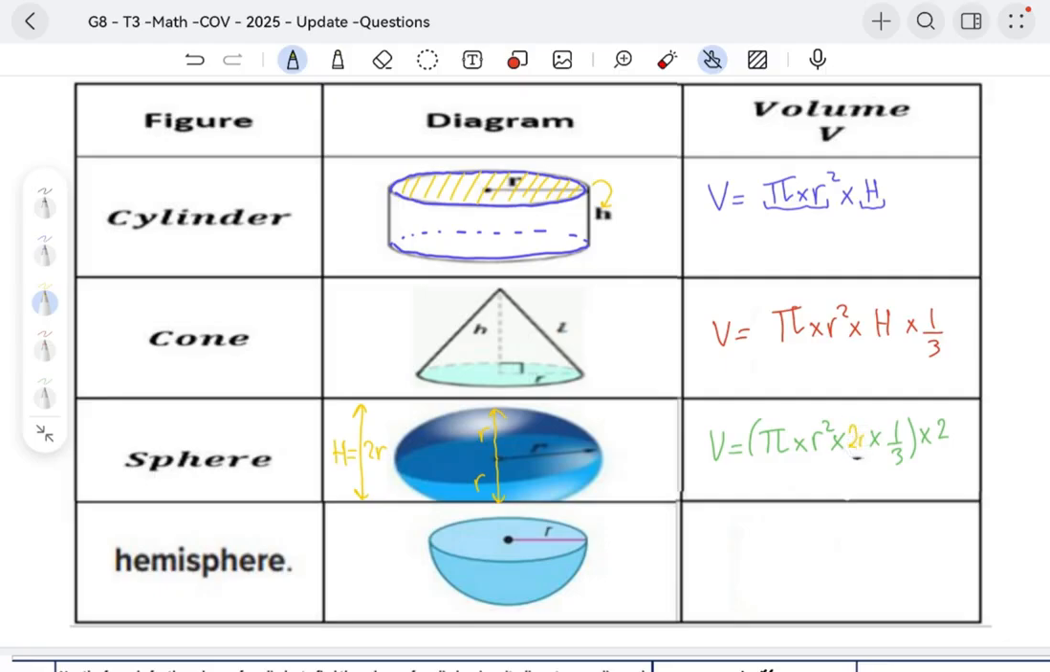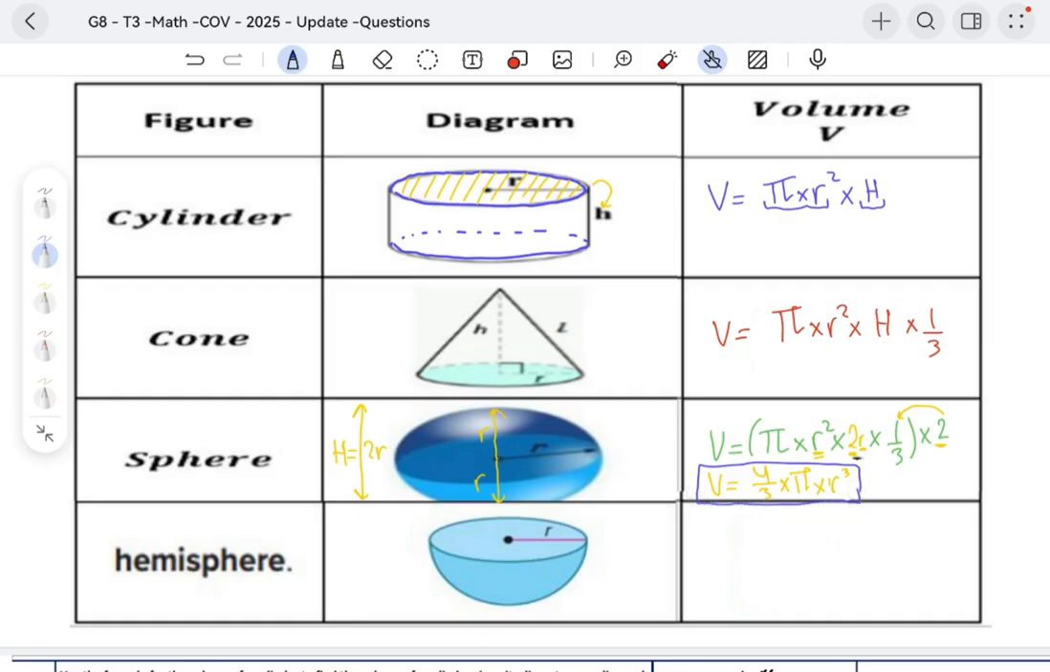Then I'm going to multiply 2 times 2, which gives us 4. 4 times 1 gives us 4 over 3. So now the volume for the sphere is 4/3 times pi times radius squared times r. This is the radius cubed. r to the power 2 times r to the power 1 is r to the power 3. So this is the final formula that we're going to use to find the volume for the sphere: 4/3 pi times the radius cubed.